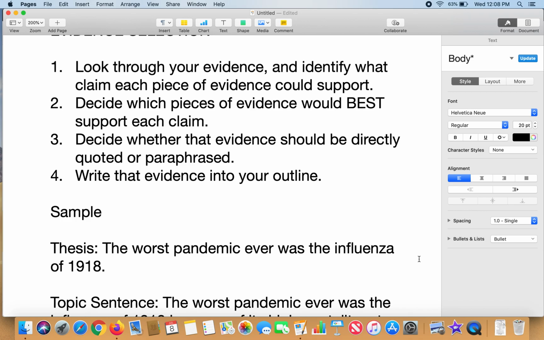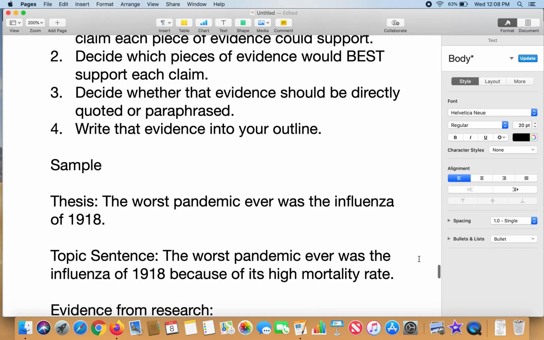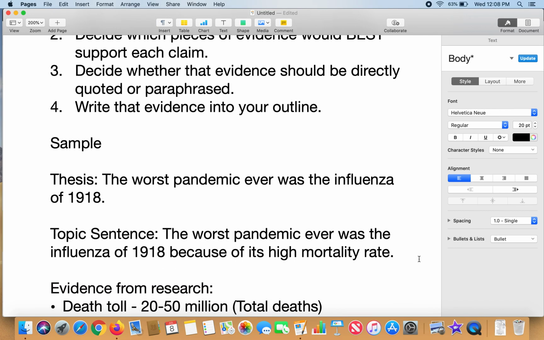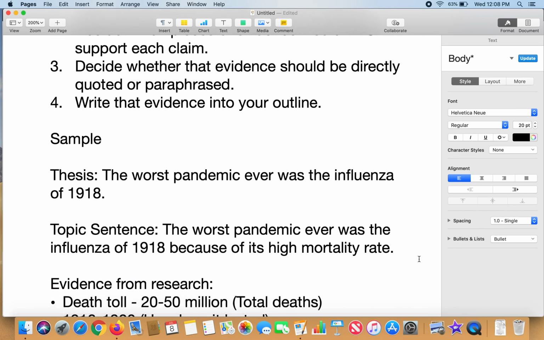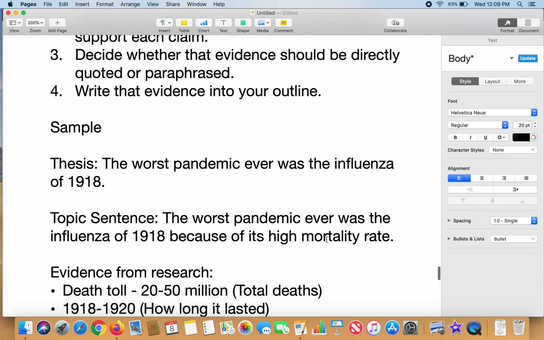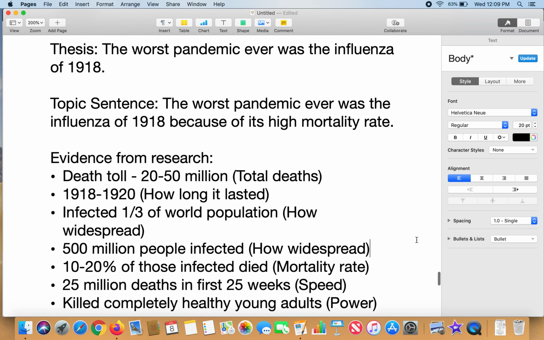Let's go through a sample to select evidence. So the thesis we're going to work with is the worst pandemic ever was the influenza of 1918. The topic sentence we are going to use for this sample: the worst pandemic ever was the influenza of 1918 because of its high mortality rate. So the supporting reason we need evidence for is that it had a high mortality rate, and that made it the worst pandemic ever. So let's look at a list of evidence and determine which evidence can support this claim.